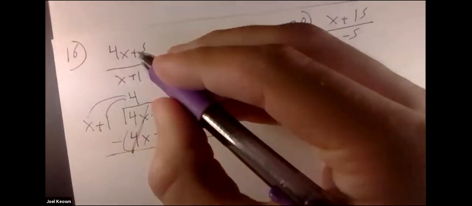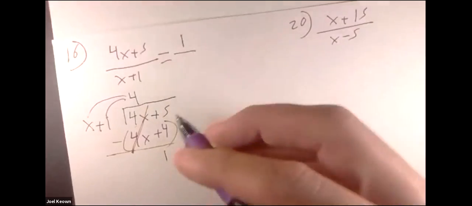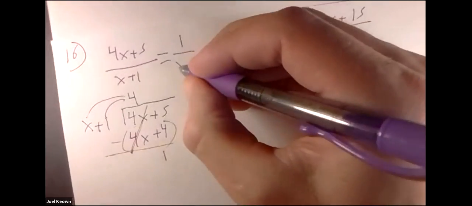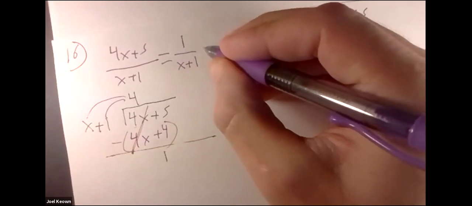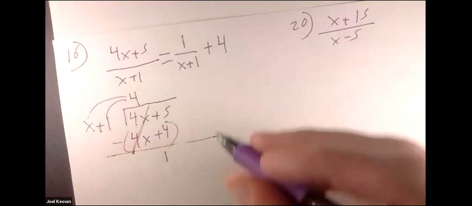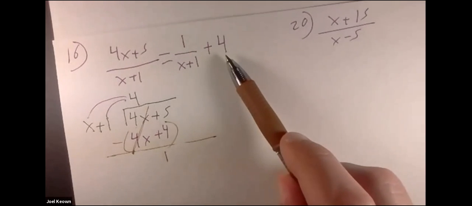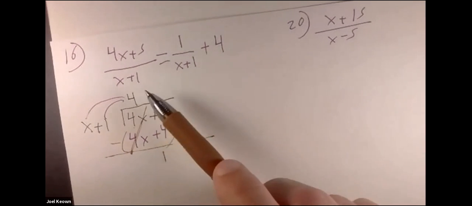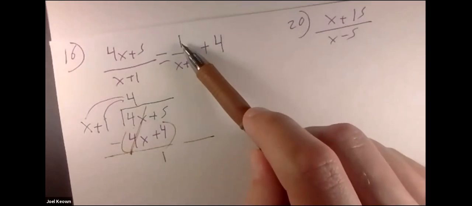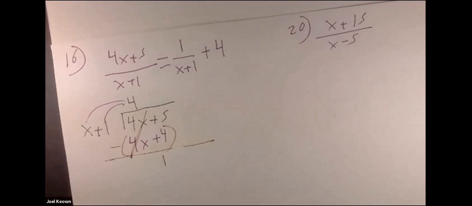Well, what does that mean? This means that I can write this in the form of, well, this is my remainder. So we're going to say the remainder, which is 1 over what I was dividing by, plus, because that number on top is positive, 4. Okay. So the number on top goes here. If it was a negative 4, I put a minus there. The remainder goes on top of whatever I was dividing. That's how I change it to this form.